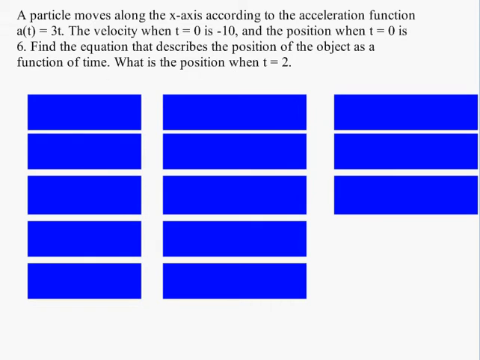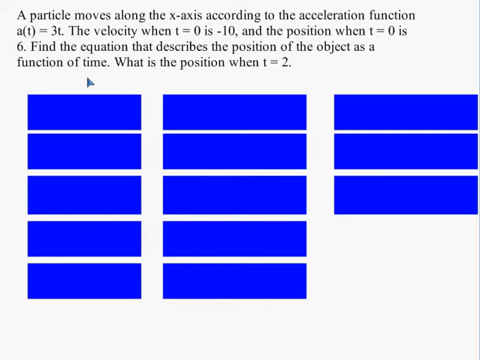The first one, a particle moves along the x-axis according to the acceleration function a of t equals 3t. And then it gives us some specific information. The velocity when t is 0 is -10, and the position when t equals 0 is 6. Find the equation that describes the position of the object as a function of time. So we want to go from acceleration, and we're going to try to find the position function. And then once we have that position function, we'll be able to find the position when t is 2.